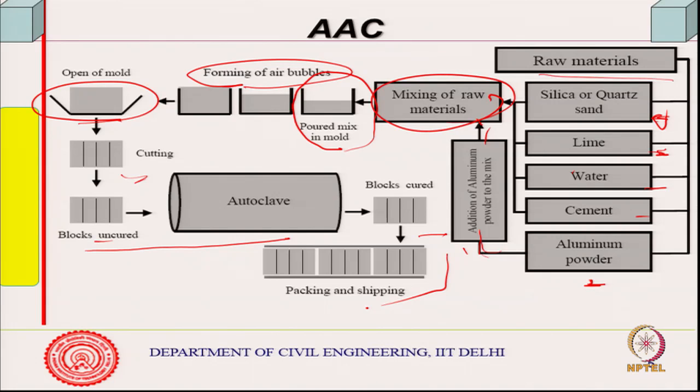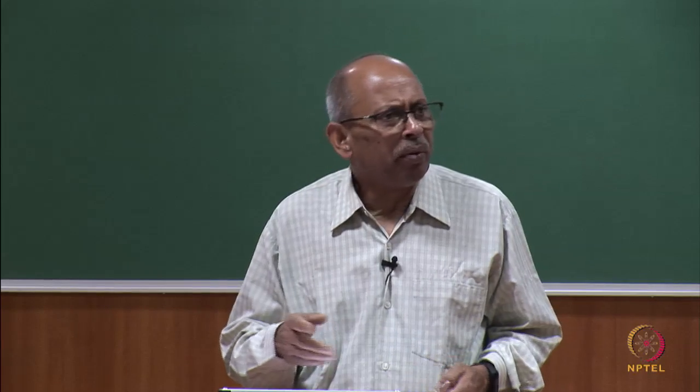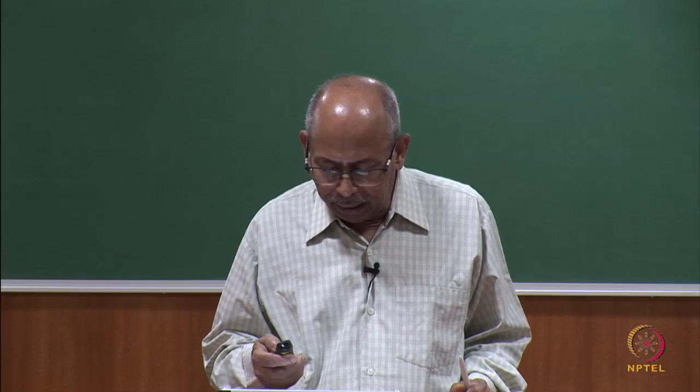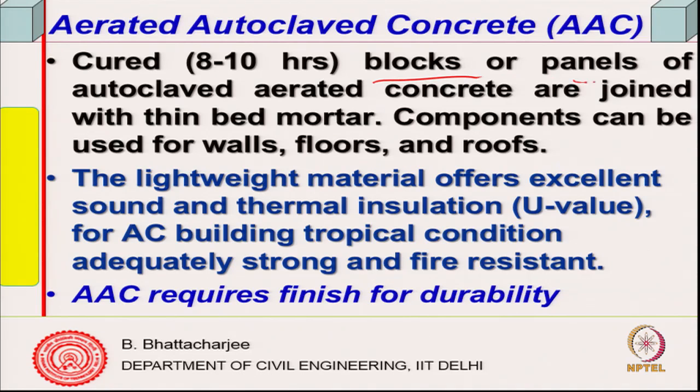In fact, it is almost an automated process. You can see that this will be an automated process, with large trays where they do this. There are a number of factories even around Delhi. Essentially they are lightweight, generally cured for 8 to 10 hours. Blocks or panels of autoclaved aerated concrete are joined with mortar, because then they are masonry units. Components can be used as walls, floors, even roofs, and the lightweight material offers excellent sound and thermal insulation. So, that is the thing.